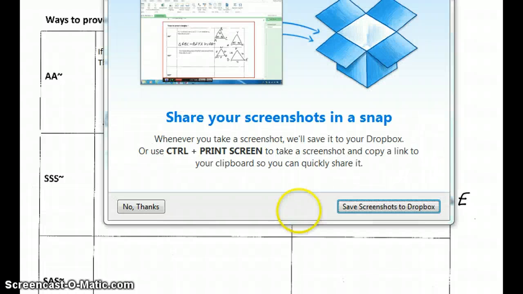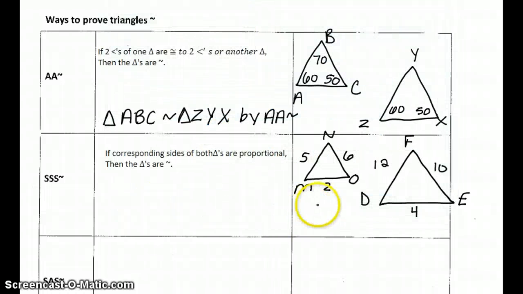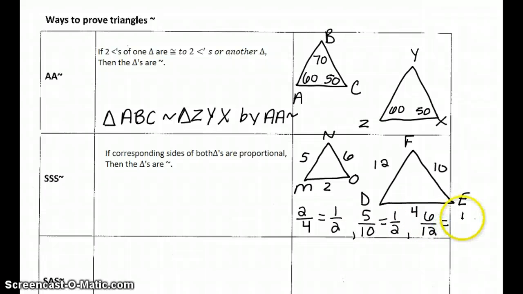So in order to match up the sides, I'm going to start with the smallest side of each, 2/4. That reduces to 1/2. Then I'm going to go to the second largest side. That would be 5 and 10. That also reduces to 1/2. And finally, I'll check the largest side. 6/12 also reduces to 1/2. It's very important that you match up the sides correctly. Don't just match up 5 and 12 because it looks like they're in the same spot.